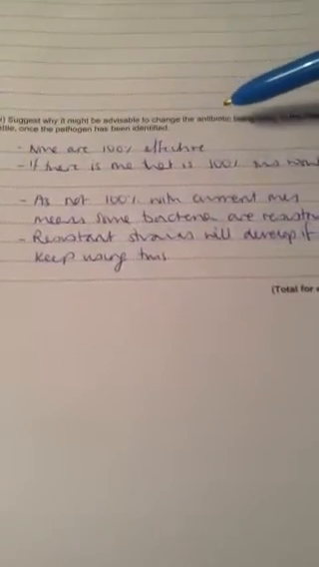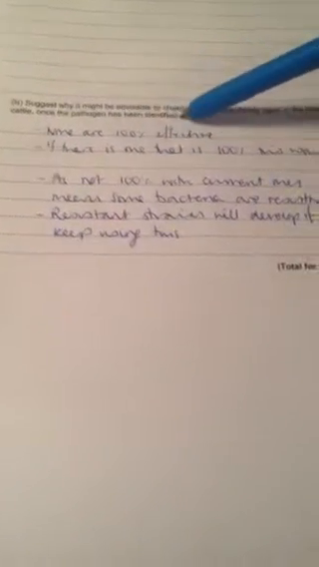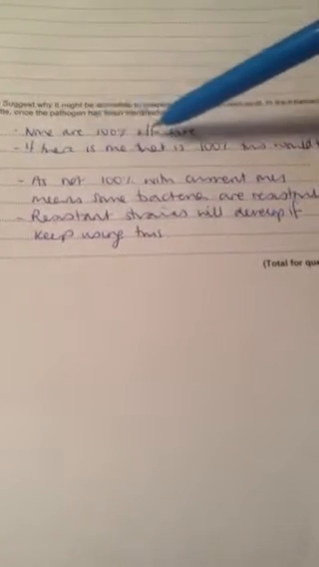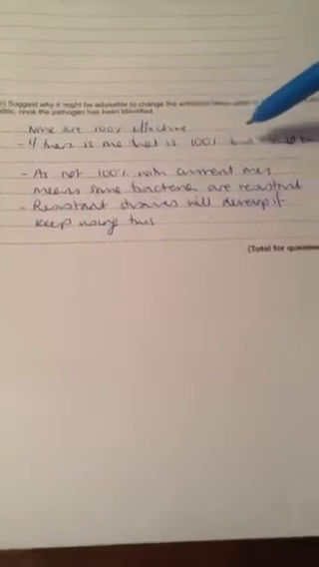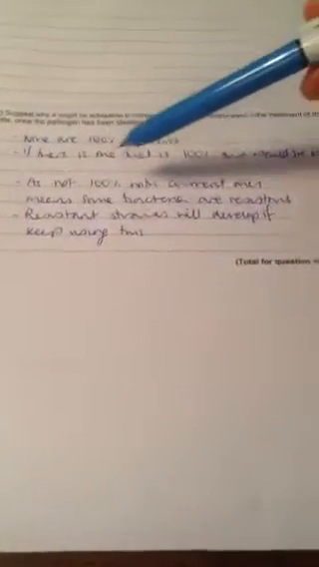Next question. Suggest why it might be advisable to change the antibiotic being used to treat these cattle once the pathogen has been identified. Well, simply none of them are actually 100% effective. If there is an antibiotic that is 100%, then this would be better. As they're not 100% with the current ones, it means that some bacteria are resistant, and resistant strains will develop if you keep using this. Okay, that sense of the antibiotics not being useful. Okay, next question.